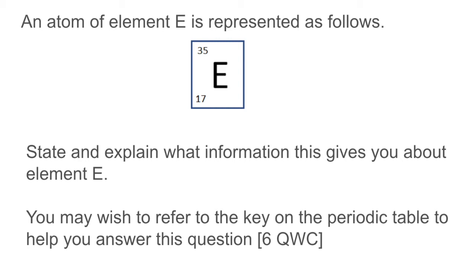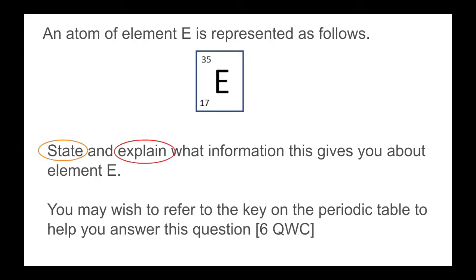It also says you can refer to the key on the periodic table, which you will find at the beginning of your chemistry exam paper. So let's look at the command words again. The first one I've circled is state. If you're stating a bit of information, you're just writing it down, just the facts. If it was a 1 mark question, it would perhaps be a 1-word answer. So state what you know.